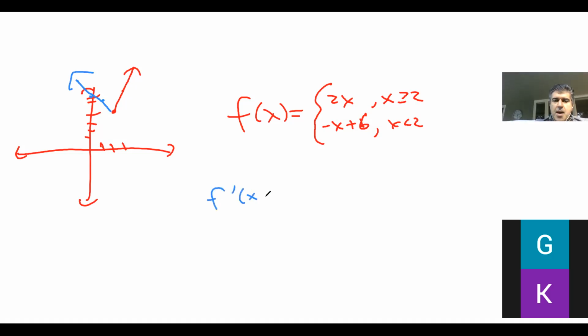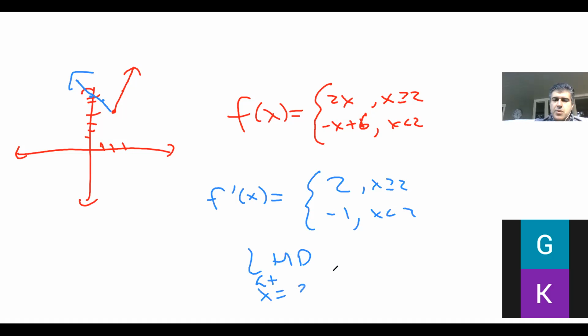Algebraically or analytically, what's happening if I take the derivative? That's going to be 2, and that's going to be negative 1, right? So clearly, my left-hand derivative at x equals 2 does not equal my right-hand derivative at x equals 2. And in this case, I was able to use my shortcut rules because I was continuous. So I'm not going to have anything weird happening like with the previous problem that we did.